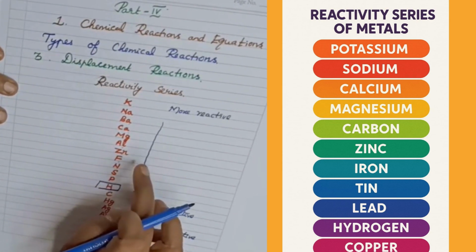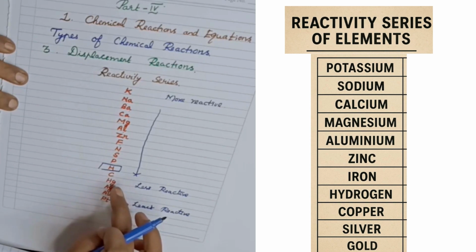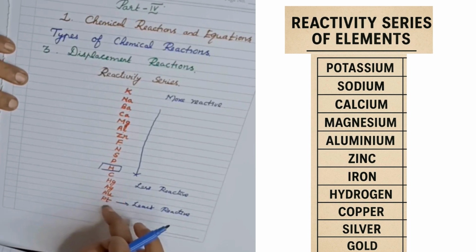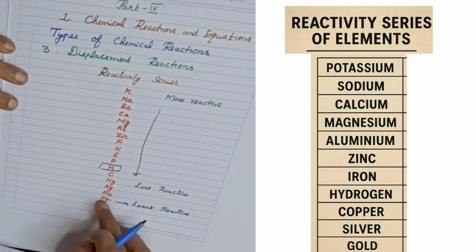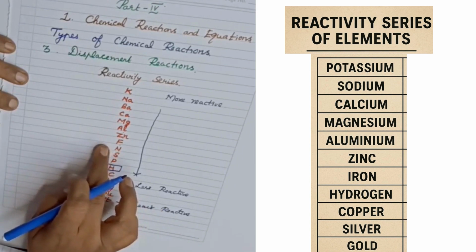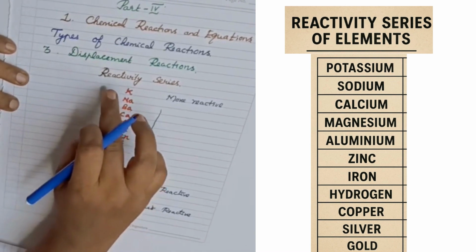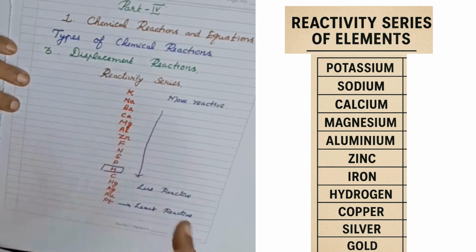Next are the medium reactive ones. Below hydrogen are carbon, mercury, silver, gold, and platinum. These are the least reactive elements. Platinum is the least reactive element. Okay, first we want to know the reactivity series, which one is more reactive and which one is less reactive. We can study that through the reactivity series. Next, we'll study the displacement reaction.